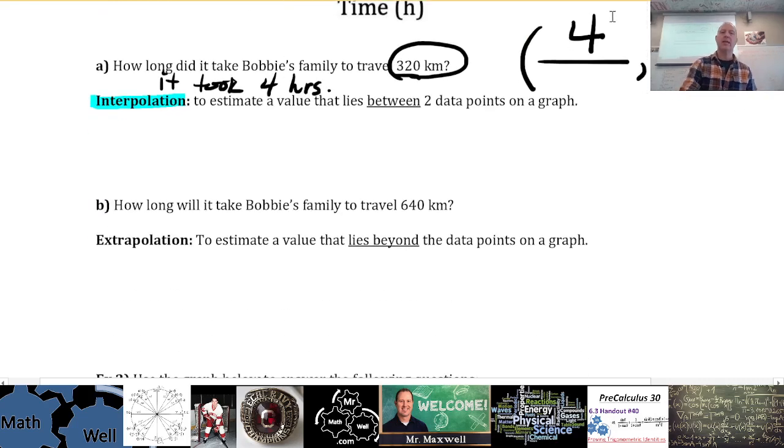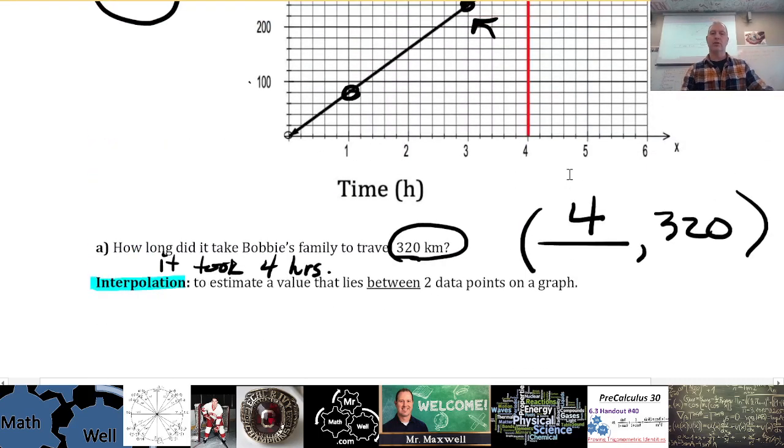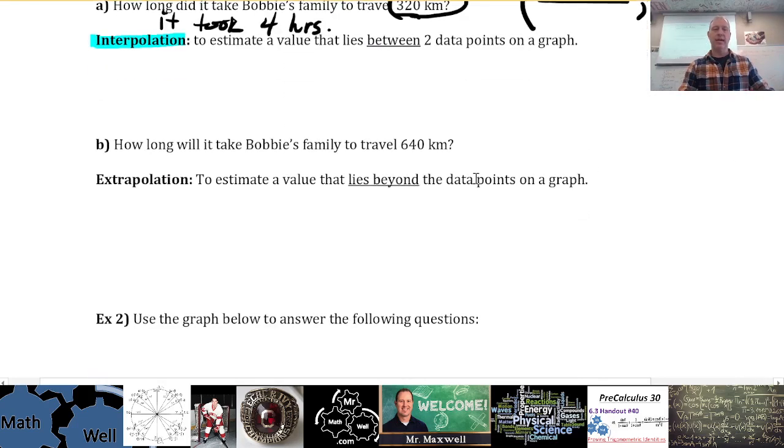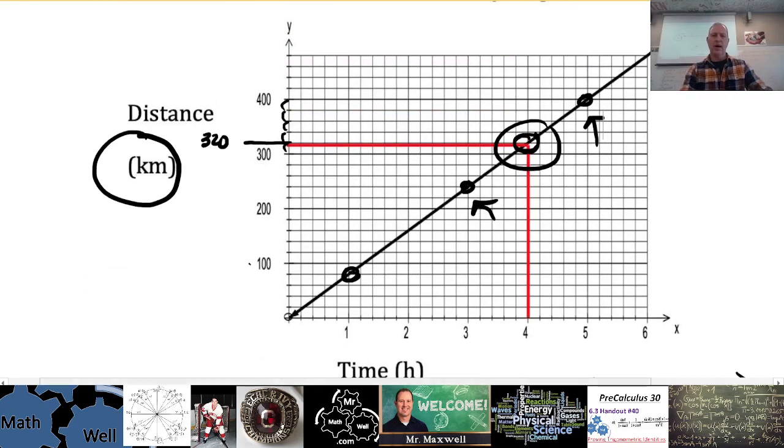Now, how long did it take Bobby's family to travel 640 kilometers? And here's where we have to extend our knowledge a little bit, and we have to try and map out 640. That's beyond the scope of this graph, it looks like, right? So how are we going to do that?